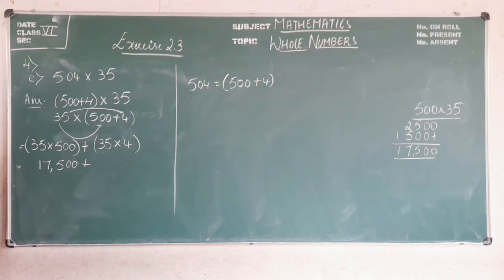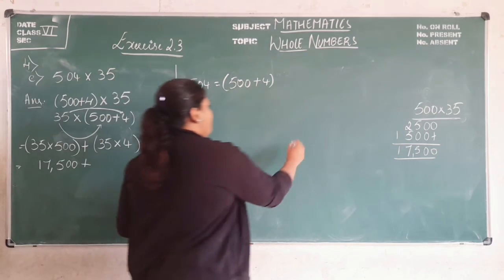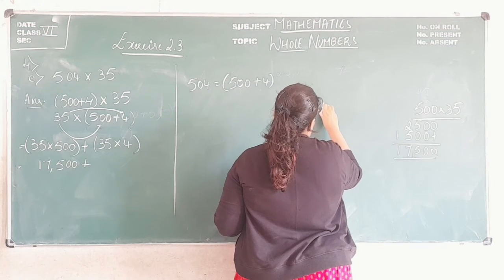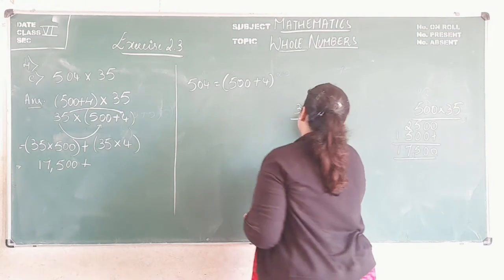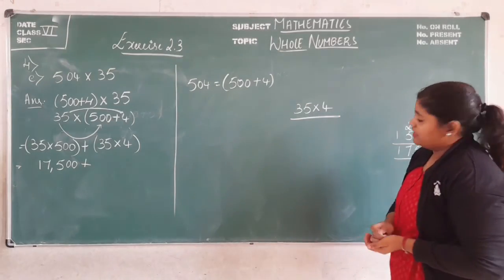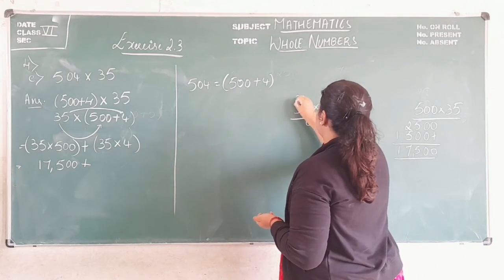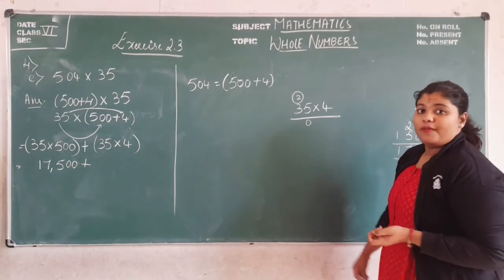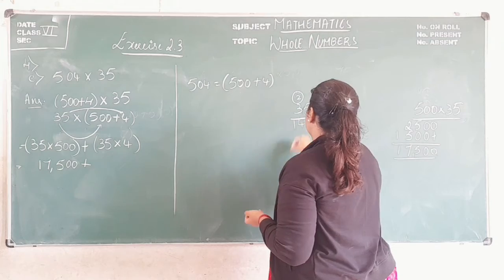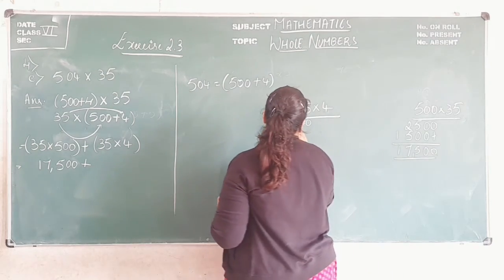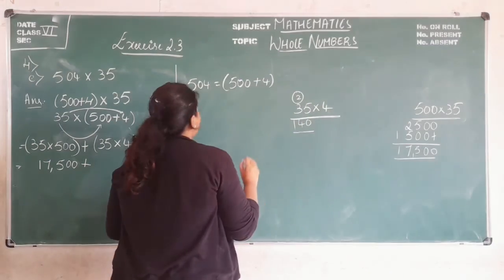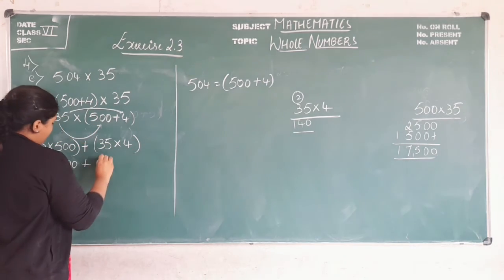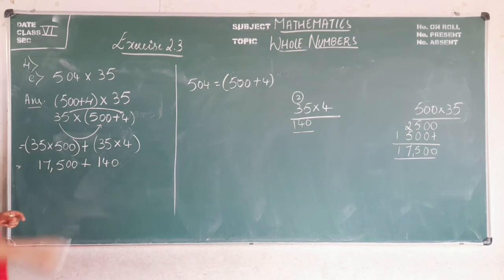Next we have 35 into 4. So what are 4 5s? Yes, 20. So 0, 2 to carry. Then what are 4 3s? 12. 12 plus 2, yes, 14. So we got 35 multiplied by 4 is 140. What is the next step?